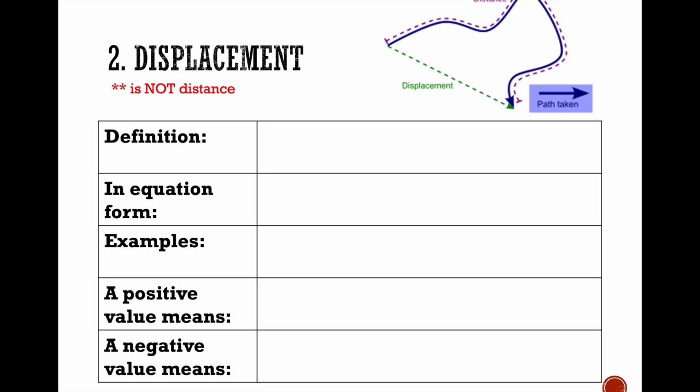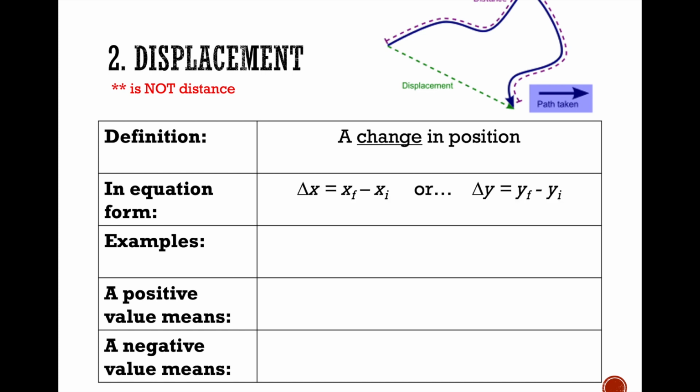So let's take a look at the formal definition. It's just a change in your position. And in equation form, we would use delta x or delta y, where delta x is the final position minus the initial position. That's what we mean here by x final minus x initial. That would be the change in horizontal position. Or you can have a change in vertical position, which would be vertical displacement. That would be y final minus y initial.